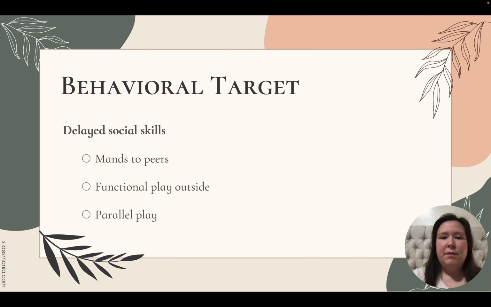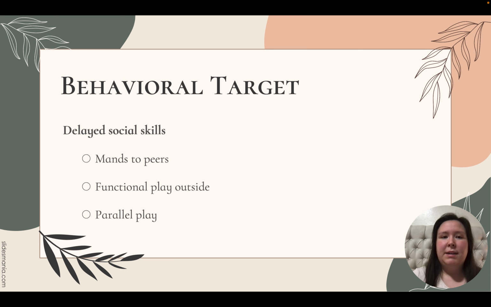The second behavioral target is delayed social skills. He requires frequent prompting to engage in appropriate peer interactions. He does not currently engage in spontaneous manding to peers. Manding to peers involves gaining a peer's attention by tapping on their shoulder, saying their name, making eye contact with them, etc., making a request, and waiting for a response.